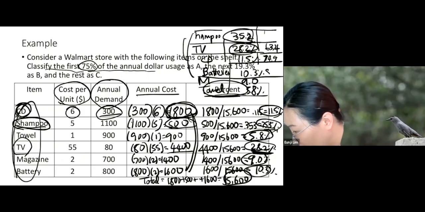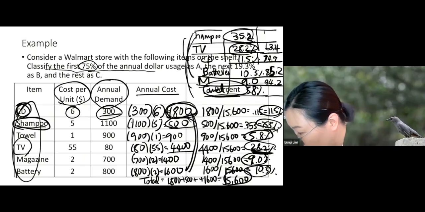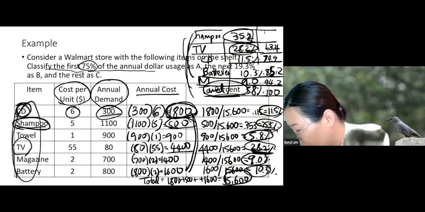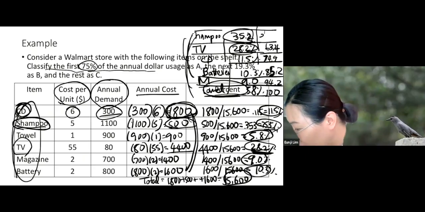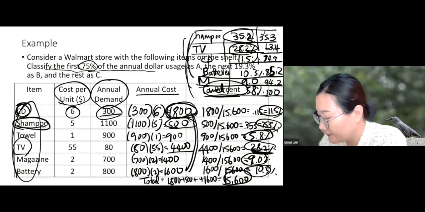Now, if you add the first four percentages, what do you get? You get 85.2. Now, if you add the first five percentages, what do you get? You get 94.2. Now, if you add all the percentages, what do you get? You get 100%, right? The first one is just 35.3. So these are the cumulative percentages.